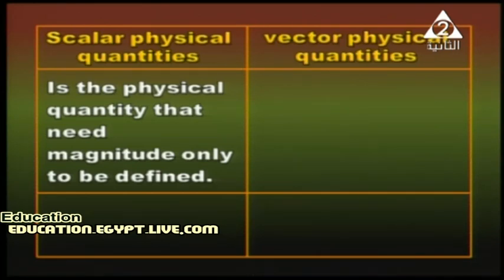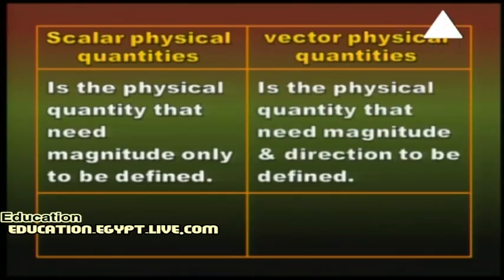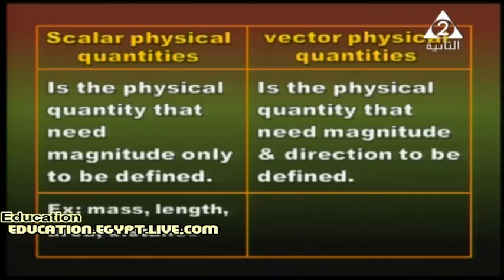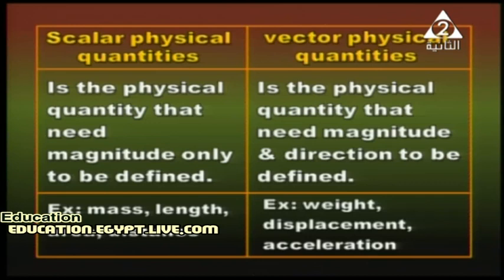A scalar physical quantity needs magnitude only to be defined, while a vector physical quantity needs magnitude and direction to be defined. You must mention the magnitude and the direction of a vector physical quantity. Examples of scalar physical quantity: the mass, the length, area, distance. While examples of vector physical quantity are the weight, displacement, acceleration.